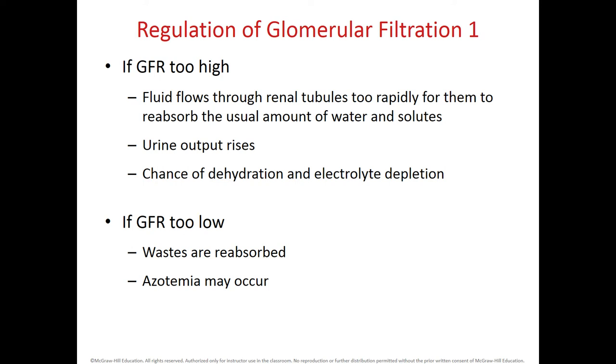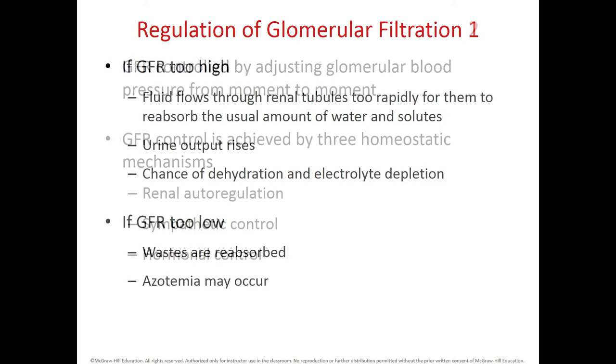Now, if your glomerular filtration is low, you will reabsorb more wastes, and you will accumulate nitrogenous wastes in your body, so you can have azotemia. So this is what happens when someone has kidney failure. They will have a poor glomerular filtration rate because they have a lot of glomerular cells destroyed. And then they cannot excrete the nitrogenous wastes, so they are reabsorbing this urea, uric acid, etc., and then they will have azotemia.